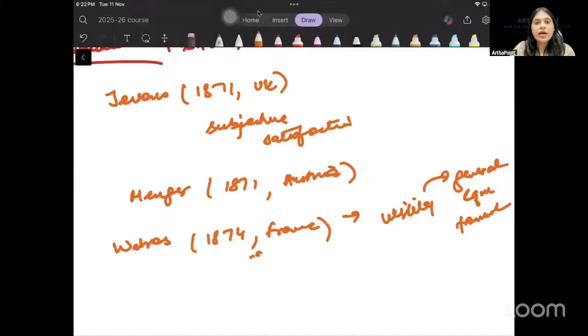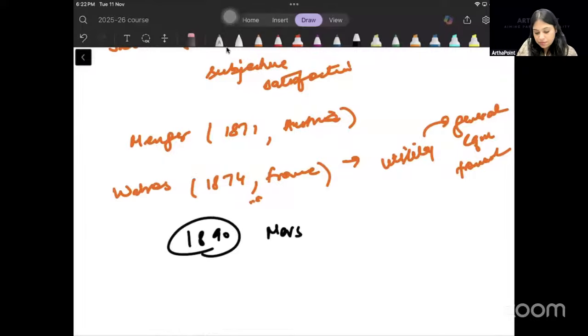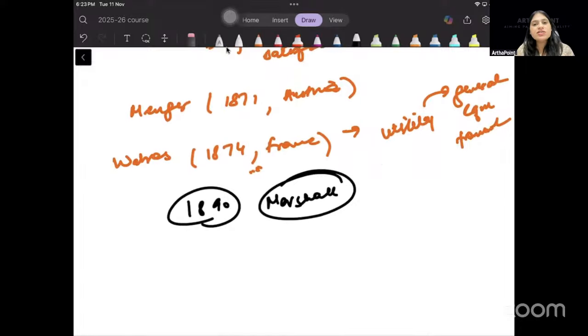Now what happened is that Jevons started talking way back, Jevons was talking, Menger was talking, but we could not see these things written in publications, in books. It was only Marshall in 1890 that finally brought the concept of cardinal utility in his book Principles of Economics.